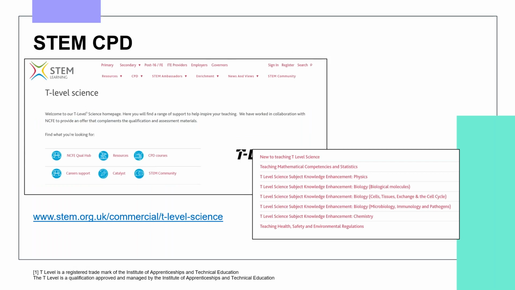STEM Learning has a CPD platform as well, where you can search for upcoming sessions for the T-level. You will need to register with STEM Learning first, and I've also included the link to their specific T-level landing page, where you can go straight on and look at the different CPD courses, the resources available, the Catalyst magazine, which contains lots of information as well, and much more.